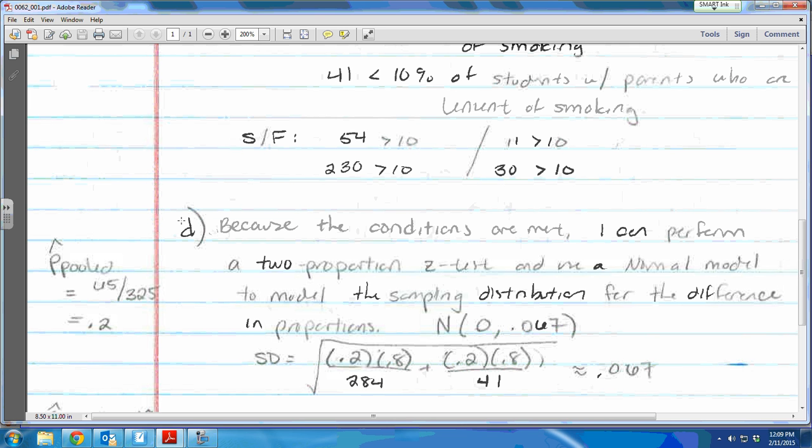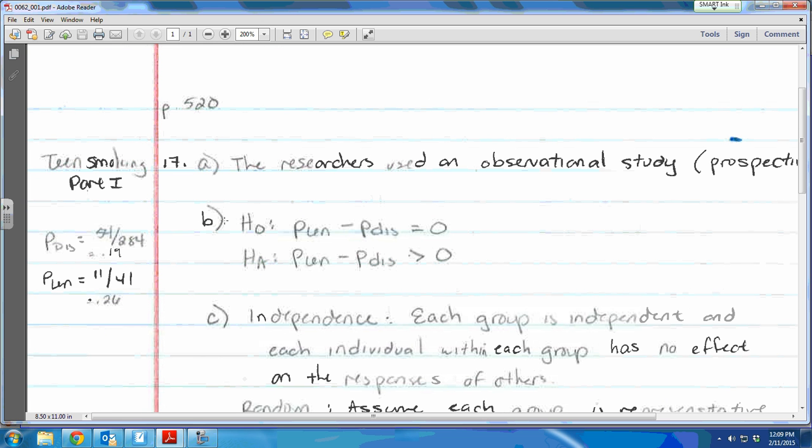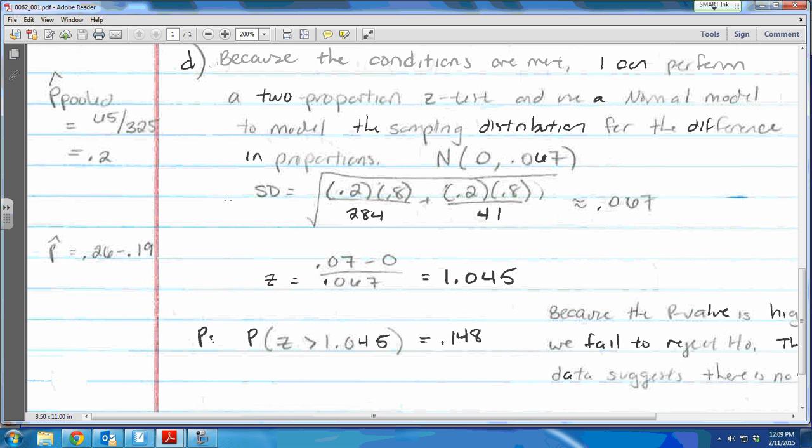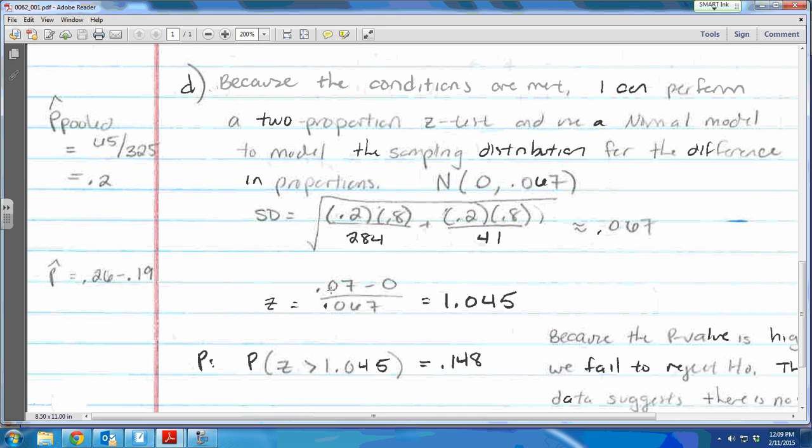So what do you find after the standard error? Z-score. Again, it's statistic minus parameter. Our parameter is 0. Our statistic is that we subtract the original proportions. Again, I'm doing this entire question lenient minus disapproving, right? So there's that lenient minus disapproving, that's 0.07, minus 0, divided by the standard error. Get 1.045.